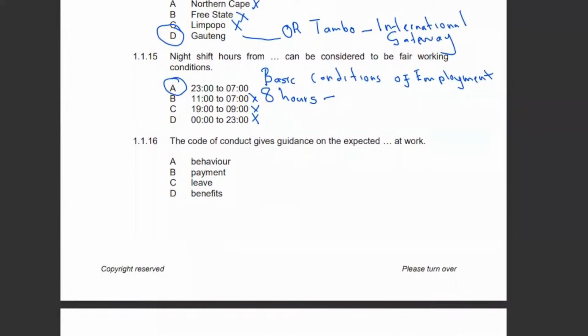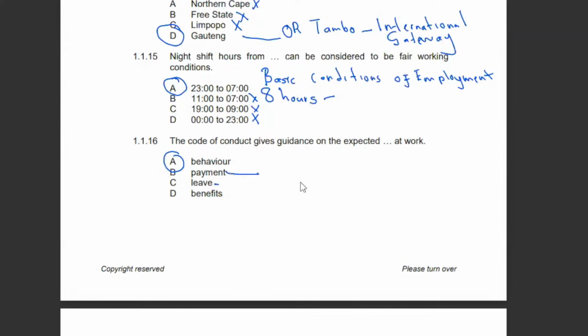All right, now let's move on to 1.1.16. The Code of Conduct gives guidance on the expected, then there's a dash, at work. So we need to fill in the blank. The Code of Conduct normally addresses issues of behavior. It actually addresses the issue of what? Of behavior. Then let's eliminate all the other options.